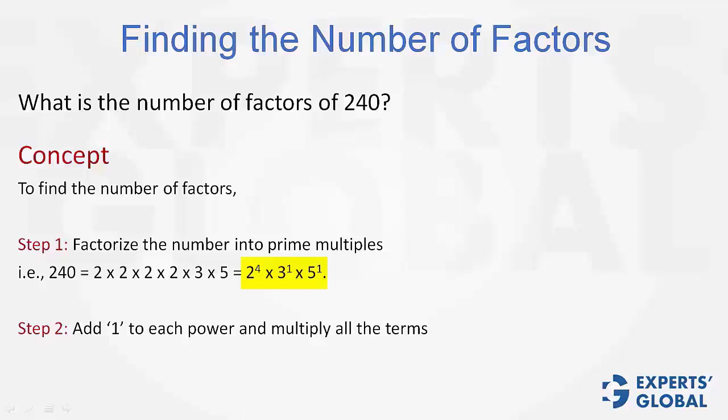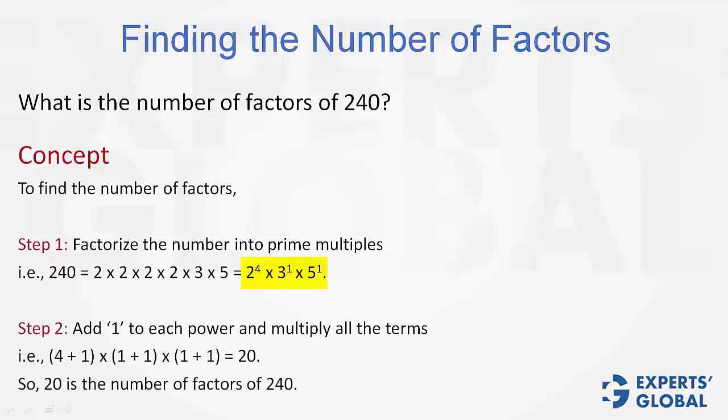So four 2's can be selected in 5 ways. One 3 can be selected in 2 ways, one 3 or no 3. One 5 can be selected in 2 ways, one 5 or no 5. That is why 1 is added to each power. So 5 times 2 times 2, which is 20. And therefore 240 has 20 factors.